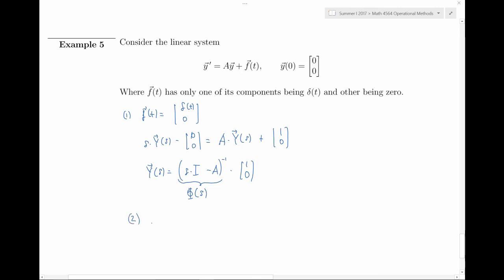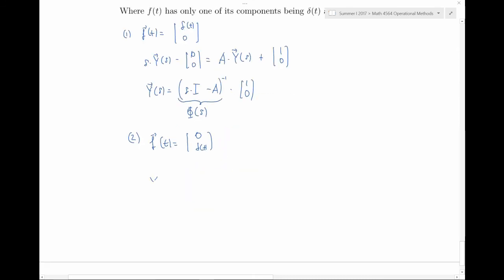Similarly, if we apply a delta function to the second component, this will have an effect of extracting the second column of the system transfer function.